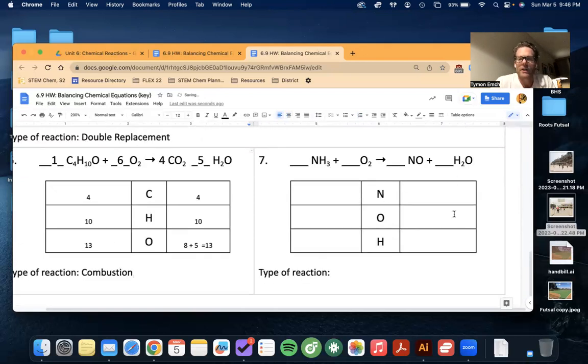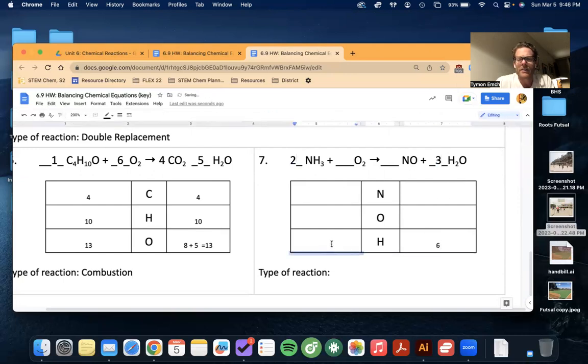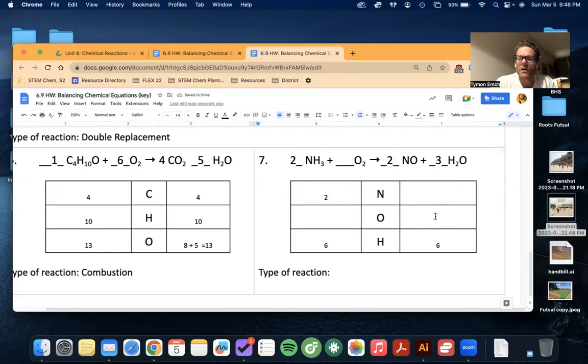All right, last one over here. I'm going to start not with nitrogens, but I'm going to start with hydrogens. So I'm going to go 3 hydrogens over here with 2 over here. That gives us side 6 and this side 6. This right here is 2 nitrogens. So that means I need to get 2 over here. Now I have 2 oxygen and 3 oxygen from this one. That equals 5, but look at this.